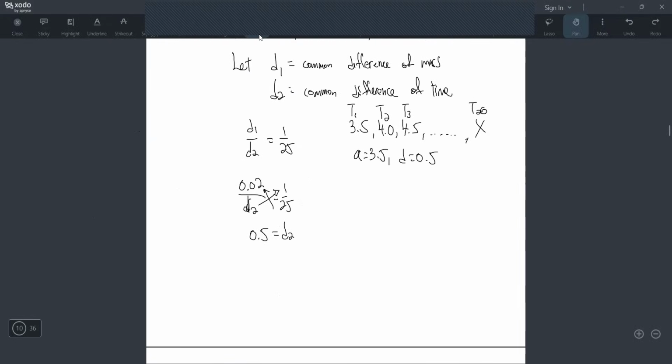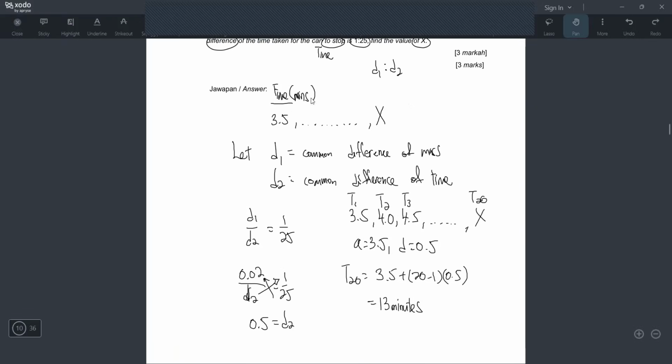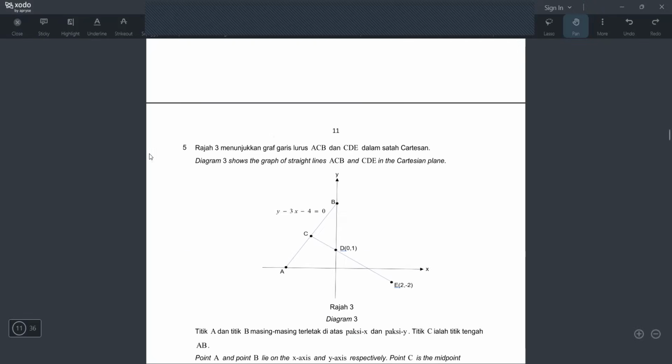So now I can just find T20, right? And the formula I use is same like just now, A plus N minus 1 D. My A is 3.5 plus N minus 1, which is 20 minus 1, and then D is 0.5. Make sure you put the bracket nicely like this, all right? Okay, 20 minus 1 is 19. 19 times 0.5 plus 3.5. Okay, my calculator give me 13. So you will write 13, but 13, what's the unit? Minutes, right? Do you remember? It's in minutes. Look at this, right? I already labeled here, right? So yeah, this is the working for this question. Okay, we can continue.